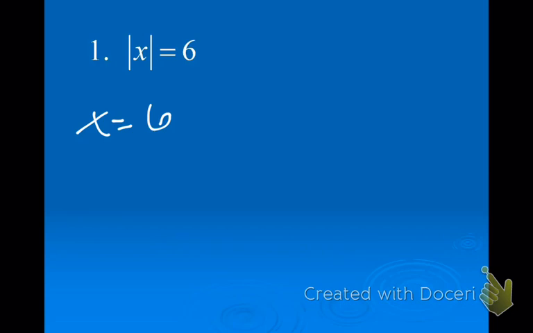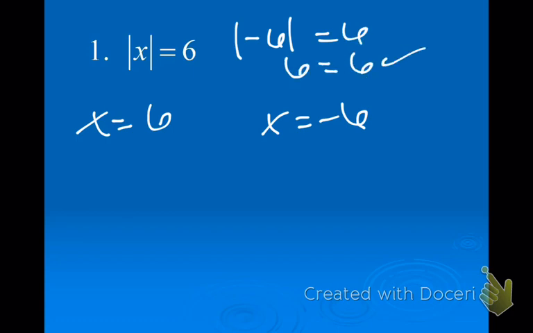Hunter, what do you think? Yeah, we can plug in negative 6, because the absolute value of negative 6 is 6. And so that's true. And therein lies the trick with absolute value equations. Okay? If I know the absolute value of something has to equal a number, then there are 2 possible solutions that I can plug in there.